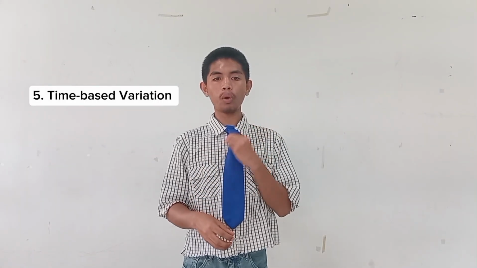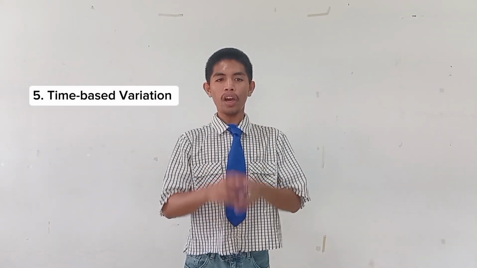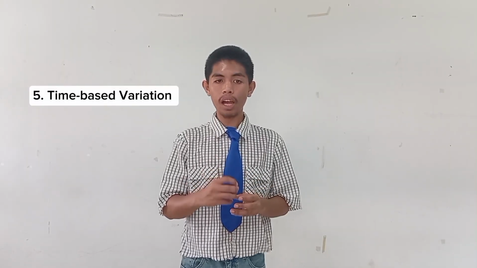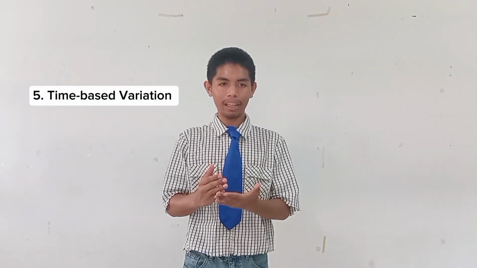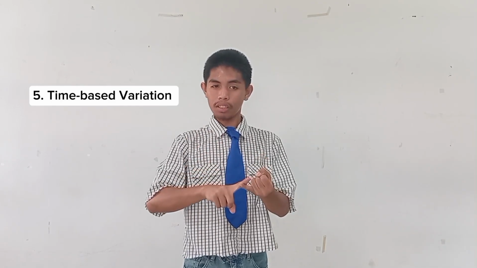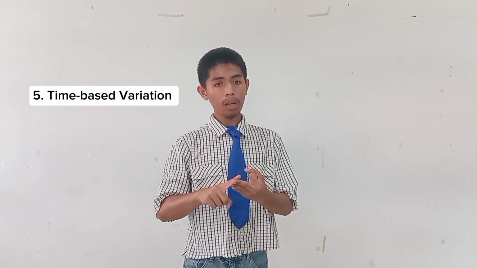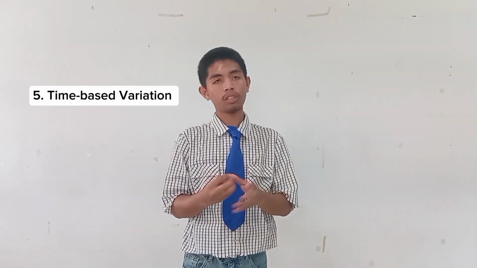Fifth is the temporal or time-based variation. Variation occurs over time as language changes. For example, we use slang. Examples are "lodi," "petmalu," "charot," but these are not used by older generations.